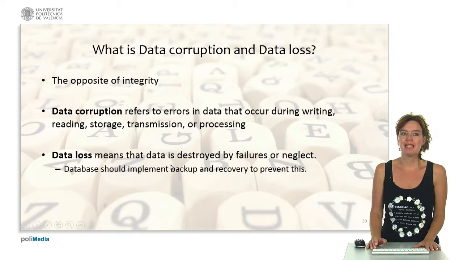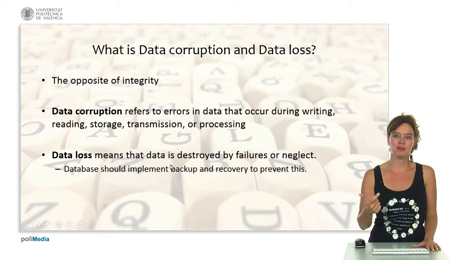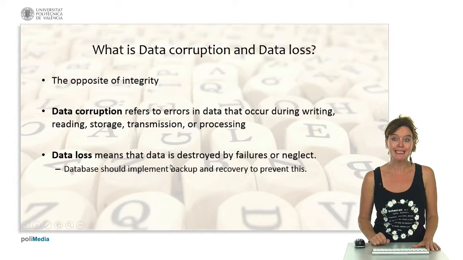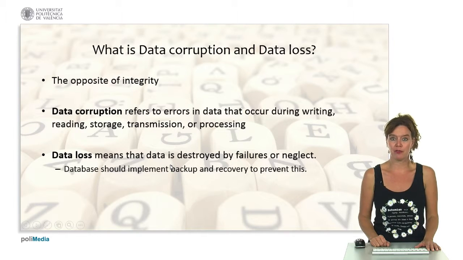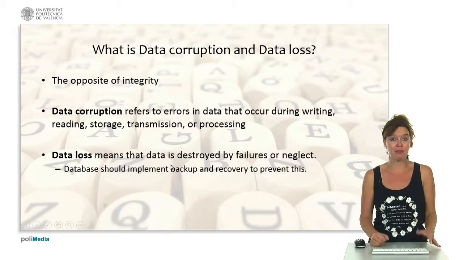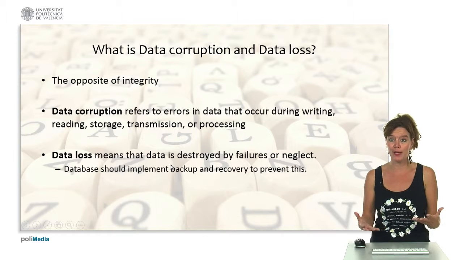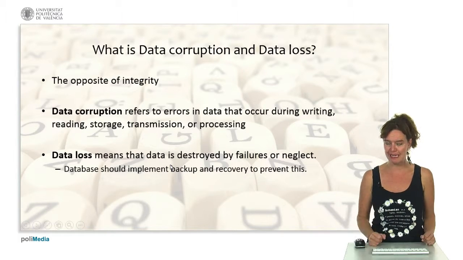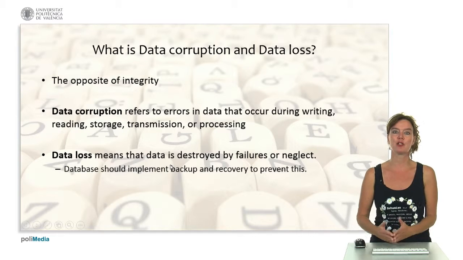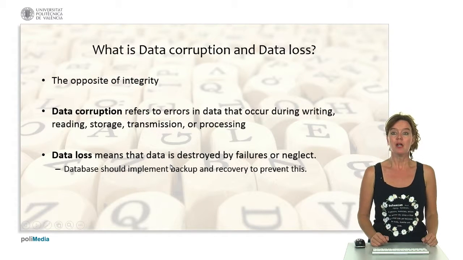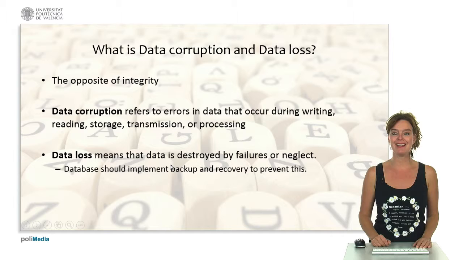Data corruption and data loss are the opposite of integrity and things that we need to prevent if we have a database. Data corruption refers to incorrect data. So errors have crept in, for example, when we have been writing, reading, storing, transferring or processing data. And some errors have crept in and our data is now not correct anymore. It is corrupted.